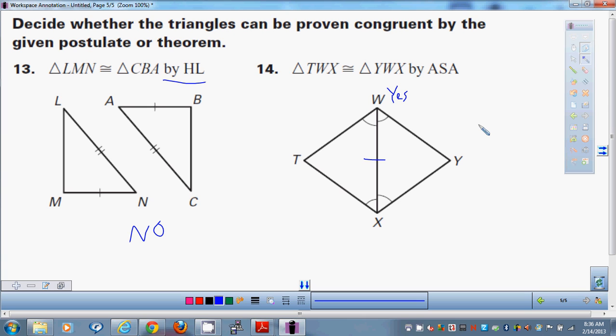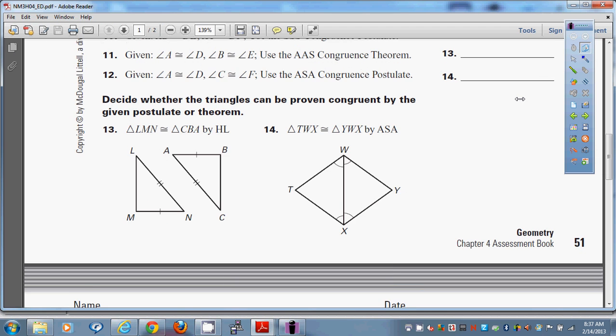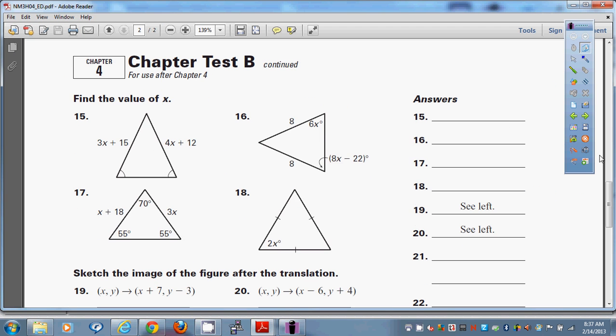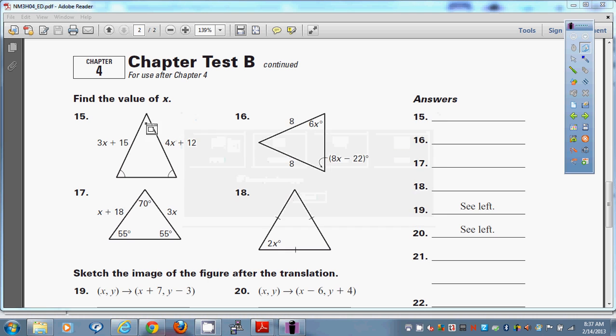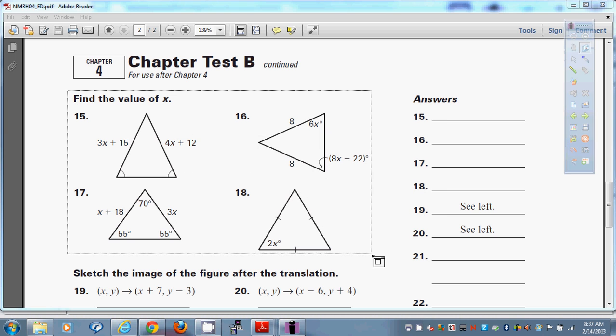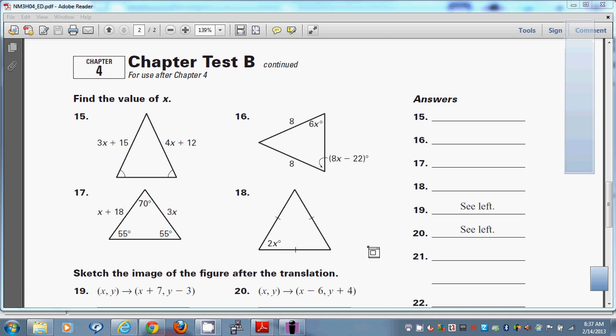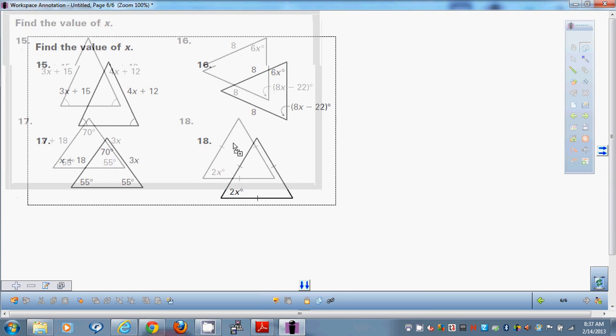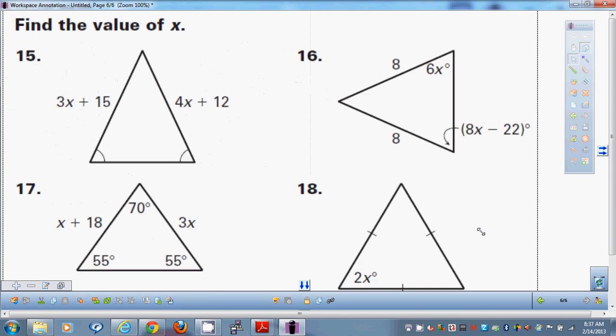Next side. 15 through 18. Ooh, I'm going to need some participation on these that I will pick on. Guys, I appreciate it, but I'm going to pick on people at random. Number 15. Rachel, I don't think I've called you today.